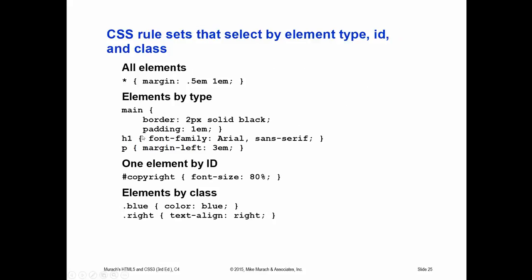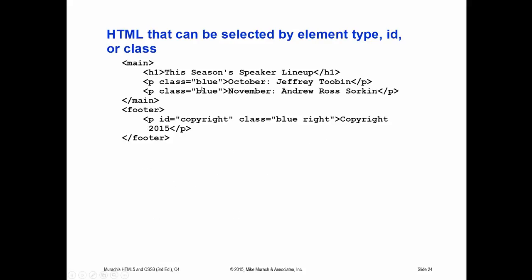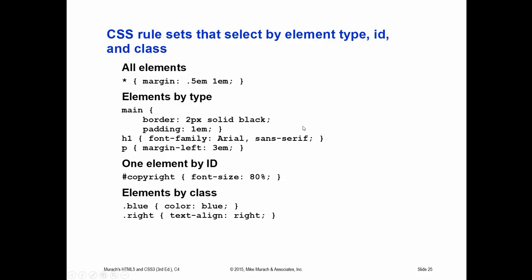So what do we have here? Well, again, blue, copyright, and blue right. Blue says we want the color to be blue. Right says we want the text right aligned. If we want everything to have this kind of margin, we use the asterisk, which stands for the Universal Type Selector.